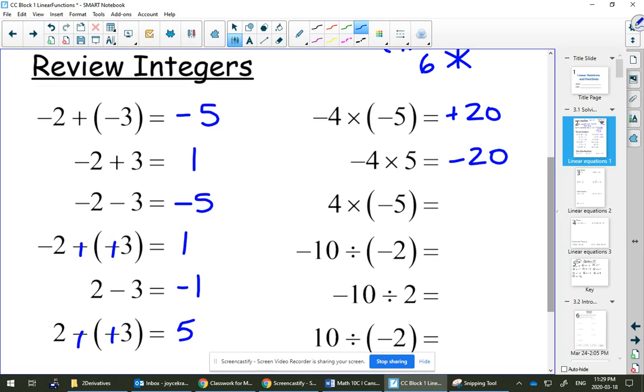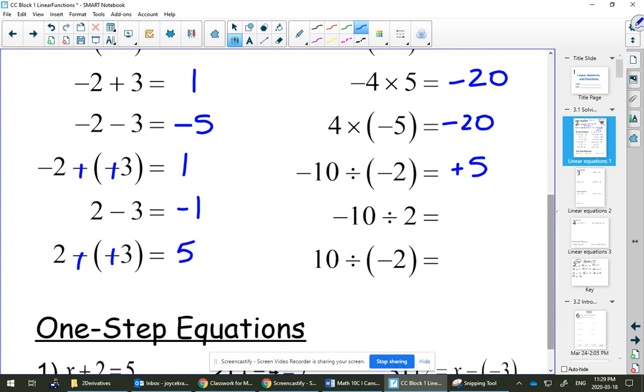Now if I had another negative, let's say I went -1 times -4 times 5, then I'm going to have a positive 20 because an even number of negatives is going to give me a positive. 4 times -5 is -20. -10 divided by -2 is positive 5. -10 divided by 2 is -5. And 10 divided by -2 is -5.